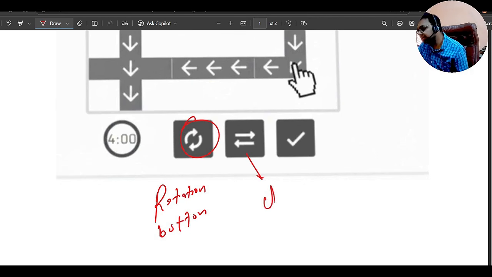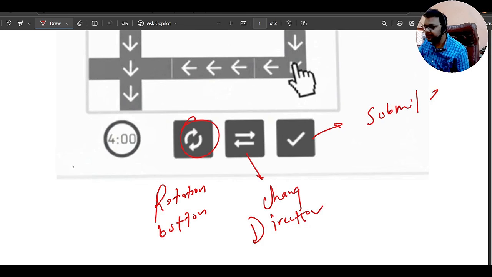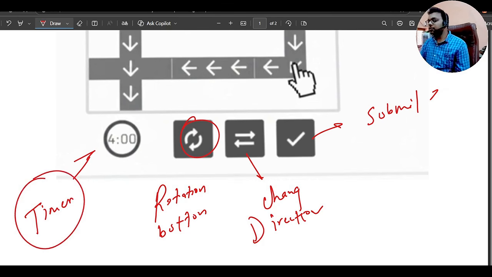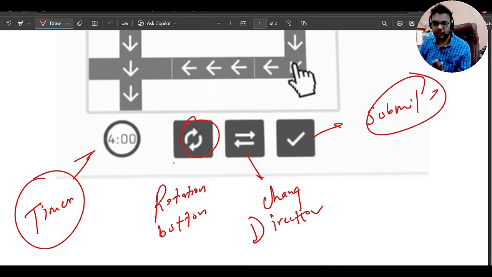This is called change direction. And this is submit. And this is your timer. So forget about the timer, forget about the submit. Let's discuss the rotation button.